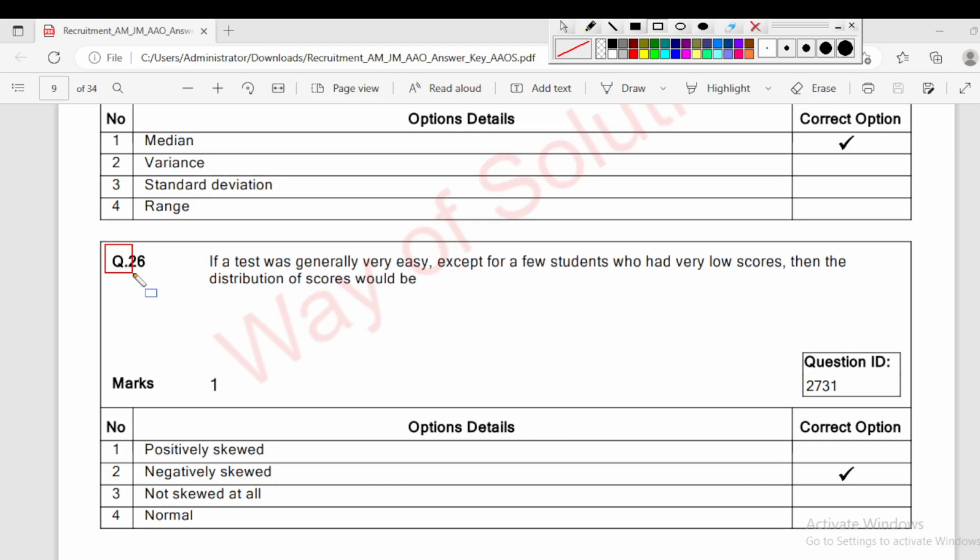Question number 26. If a test was generally very easy except for a few students who had very low scores, then the distribution of scores would be: option 1 positively skewed, option 2 negatively skewed, option 3 not skewed at all, and option 4 normal. Option B is correct. Negatively skewed.